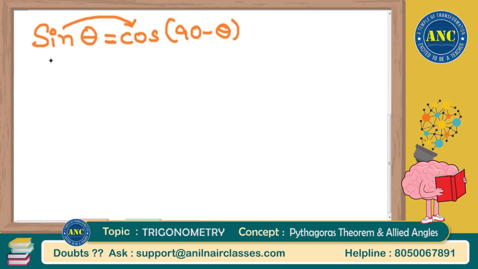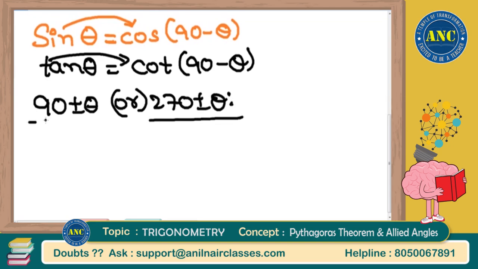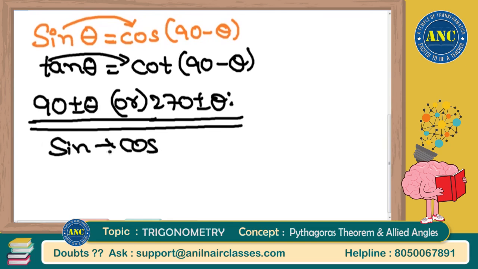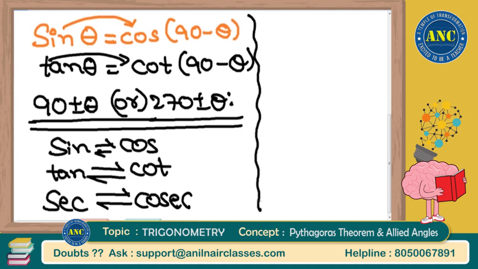Similarly, if I have tan theta and want to express it in terms of cot, tan theta is nothing but cot of 90 minus theta. That means if it is 90 plus or minus theta, or 270 plus or minus theta, my trigonometric functions will definitely change. Sine will become cos, cos will become sine, tan will become cot, cot will become tan, and secant will become cosecant, and cosecant will become secant. This is only if 90 plus or minus theta or 270 plus or minus theta is applied.